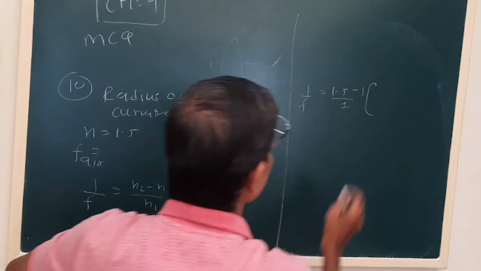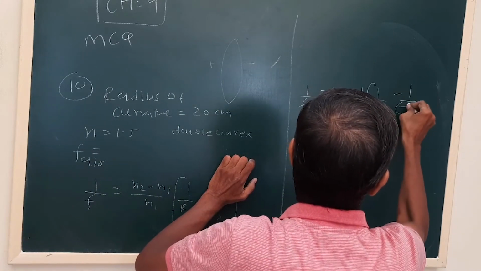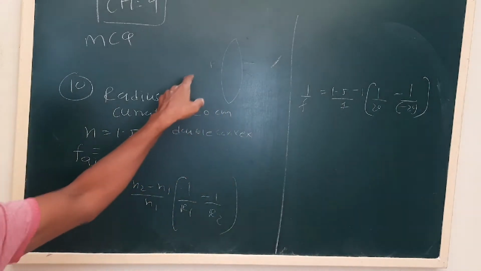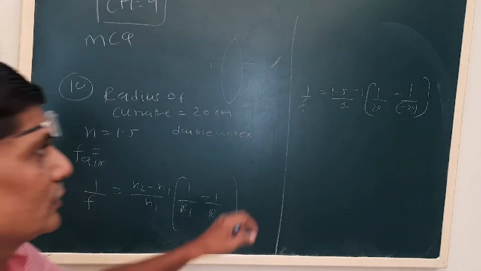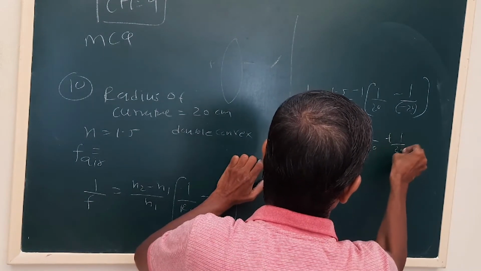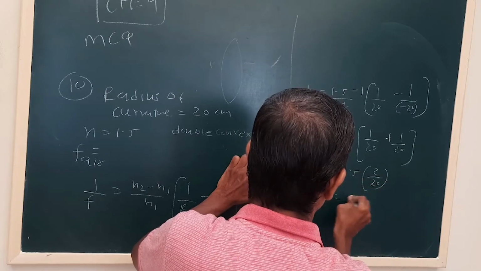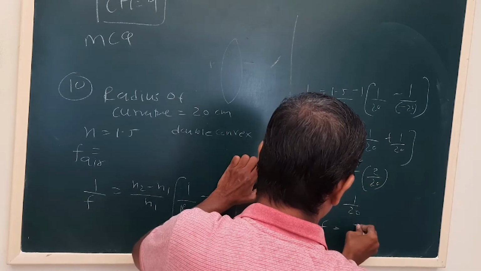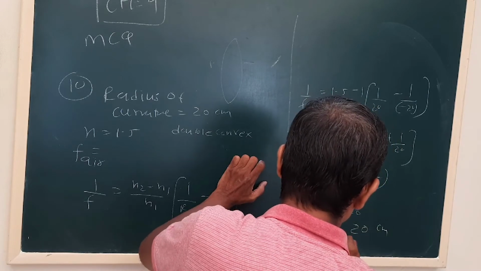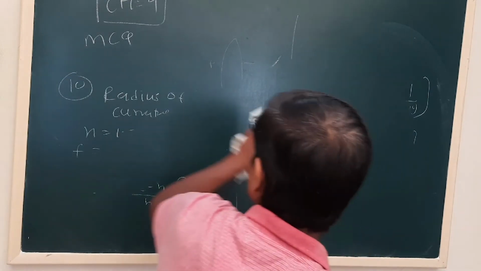So 1 by F, the lens is kept in air. Okay, so it will be 0.5 times (1 upon 20 minus...). See, as I told, one radius we should consider negative and another positive, so it will be 1 by 20 plus 1 by 20. So the focal length in air will be 20 centimeter. Okay, this is how we can solve. Now see our next MCQ.